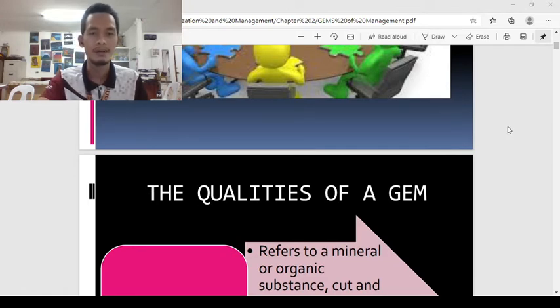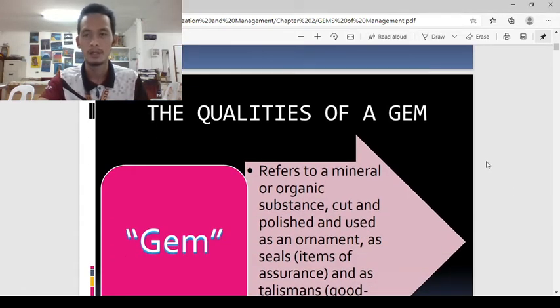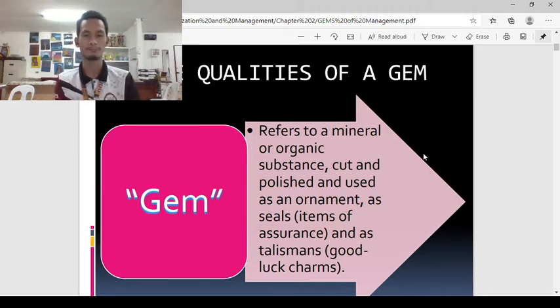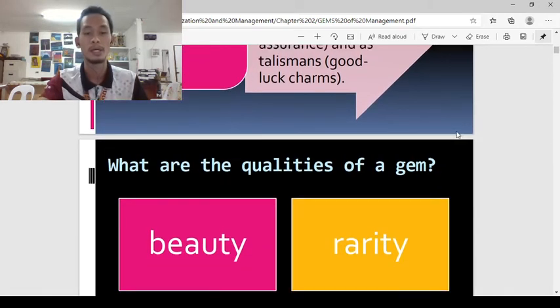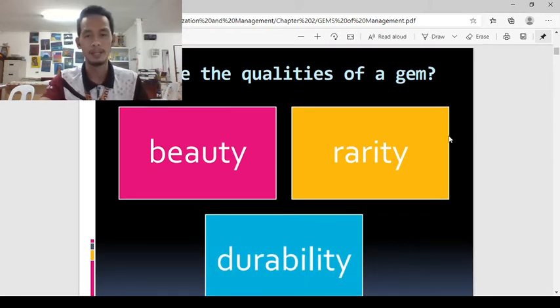Okay, the qualities of a gem. When you say gem, it refers to a mineral or organic substance cut and polished and used as an ornament, as seals, items for assurance, and as talisman or good luck charms for others. What are the qualities of a gem?